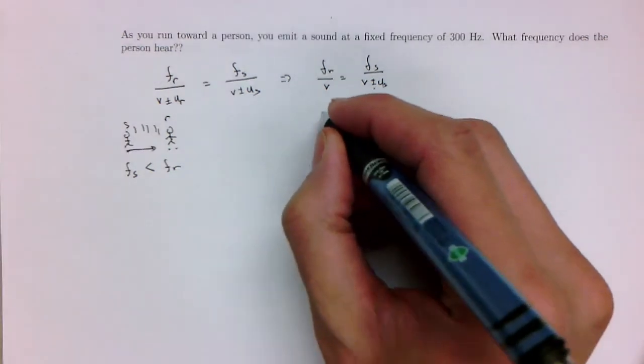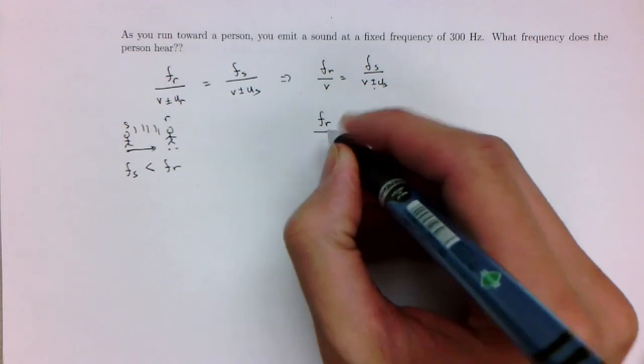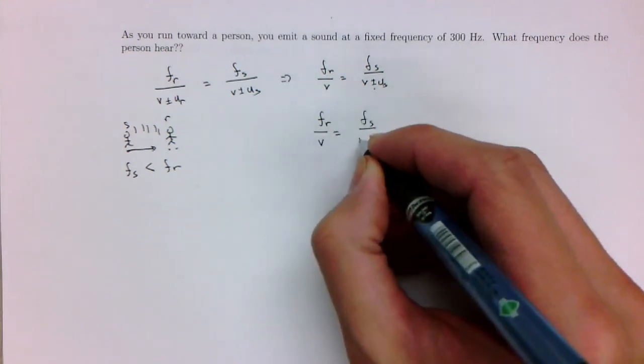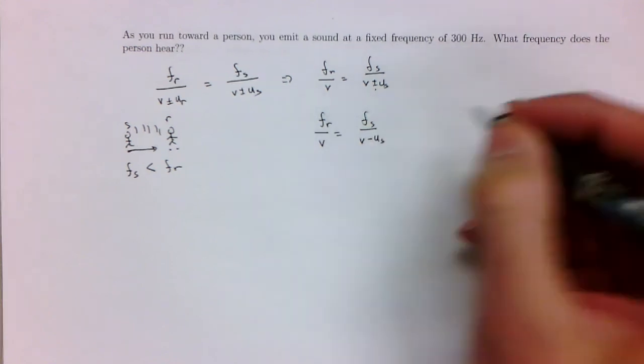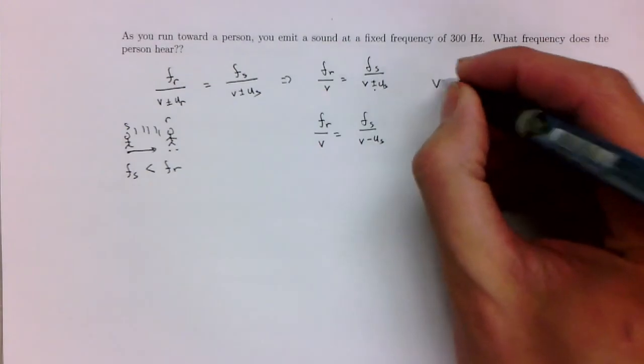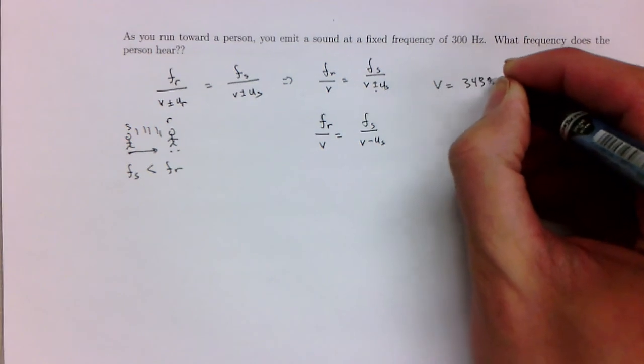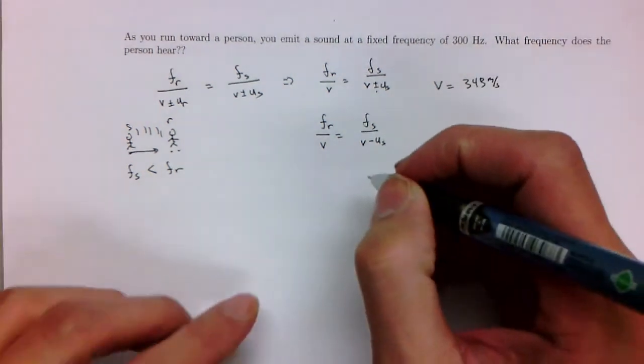So what we end up getting is f_r over v is equal to f_s over v minus u_s. Okay, now the velocity of sound is 343 meters per second. So let's just plug that in.